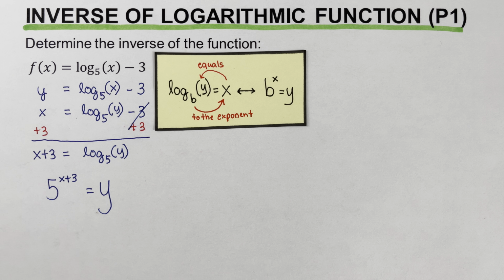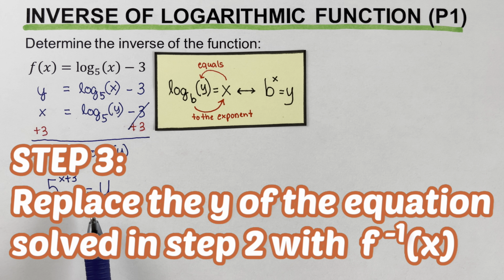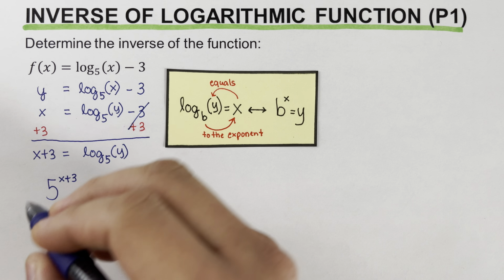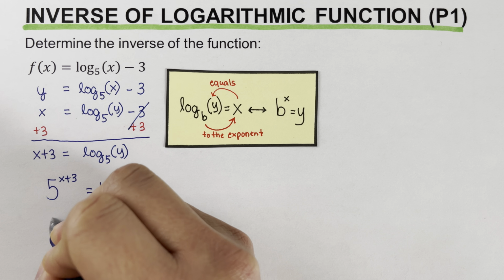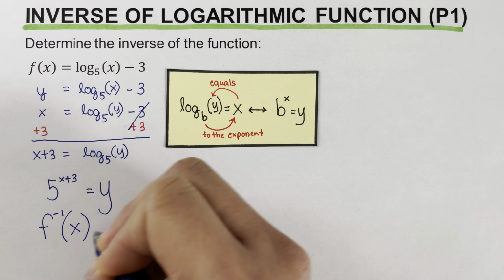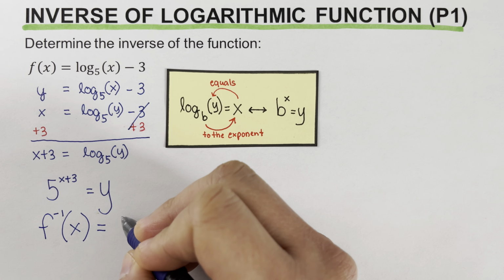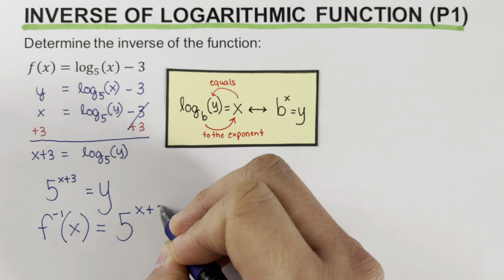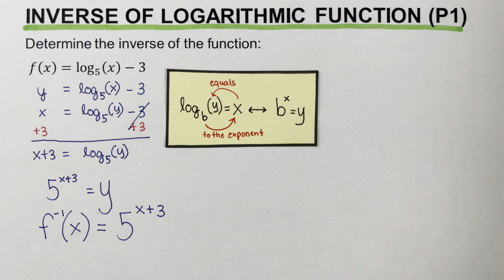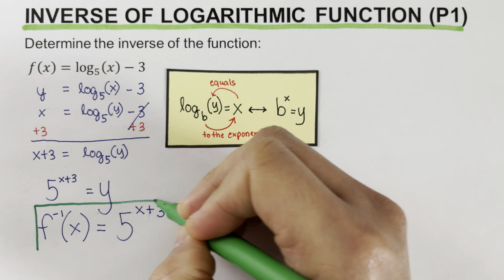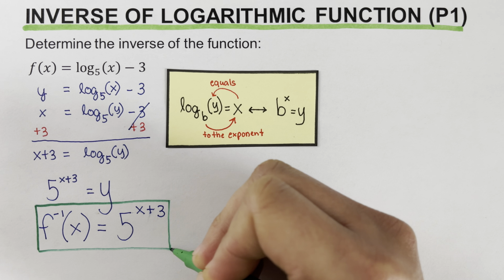The third step is to replace the y of the equation solved in step 2 with f negative 1 of x. So pretty much this final equation for the inverse would be f negative 1 of x, that's the y, is equal to 5 to the power x plus 3. And this is the inverse of the given equation that we have up here.